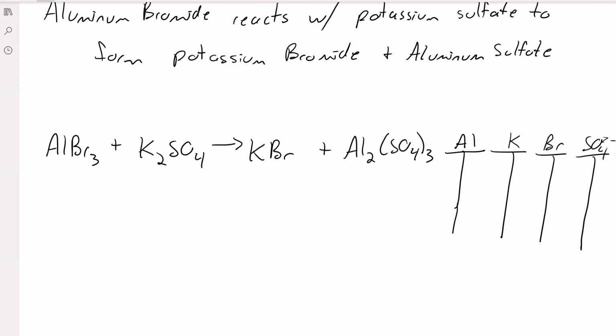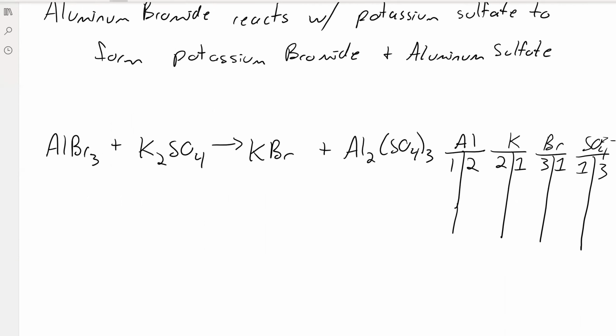On the reactant side, I have 1 aluminum from the AlBr3. On the right side, I have 2 aluminums from the aluminum sulfate. On the left side, I have 2 potassiums. On the right side, I only have 1. On the left side, I have 3 bromines. On the right side, I only have 1. On the left side, I have 1 sulfate. On the right side, I have 3.